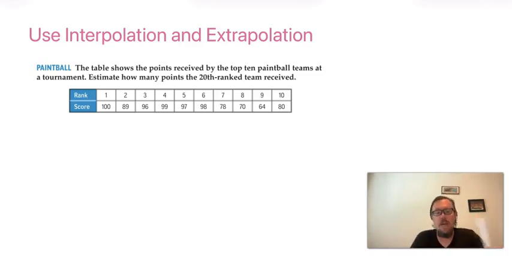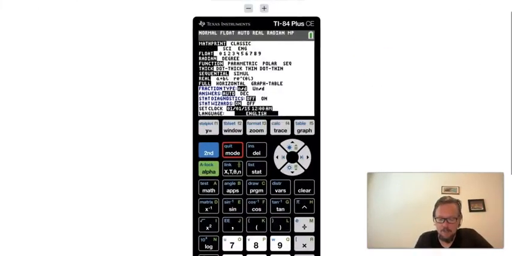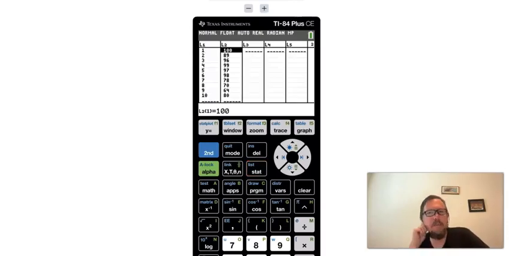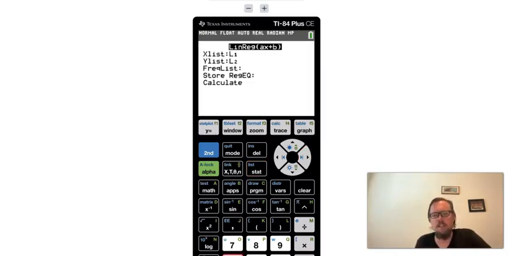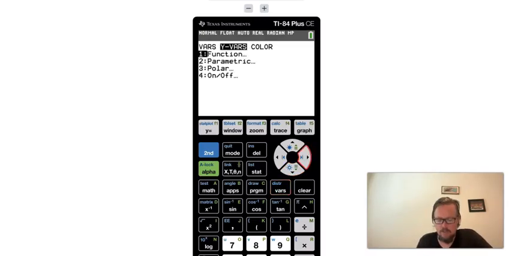Okay, so I went ahead and put this into the calculator already. If we go to stat edit, you can see the numbers are already in there for our 10 teams, and we're going to do a linear regression. So stat calc 4. Got L1 and L2 in there for our X and Y list. I'm going to store the equation in Y1, so vars, Y vars, function, Y1, and then calculate.